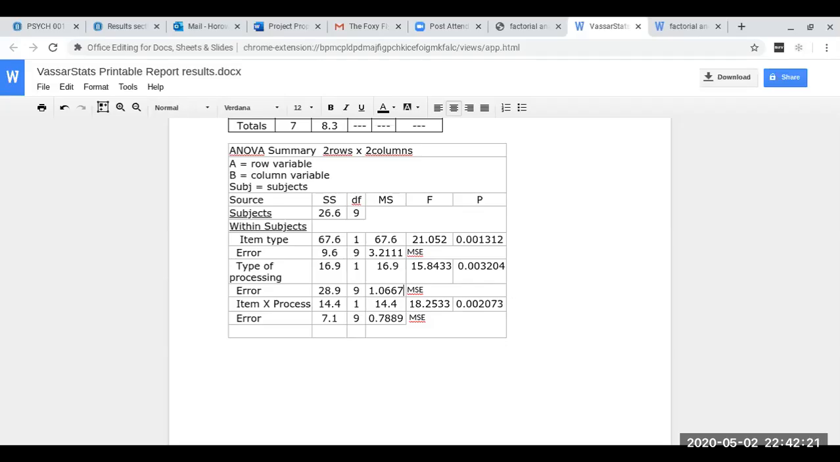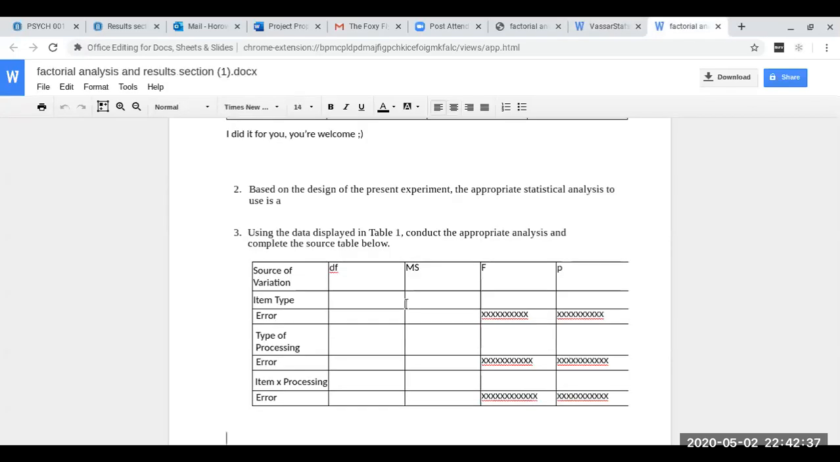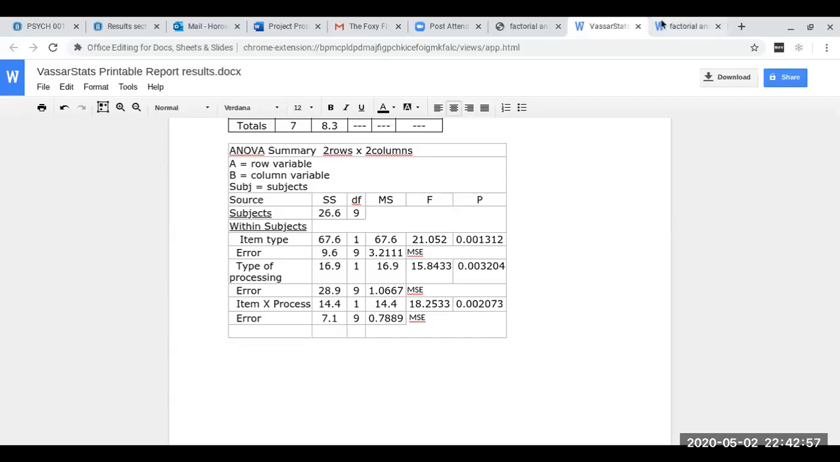So we seem to have a significant main effect of item type, a significant main effect of type of processing, and a significant interaction, which for doing an analysis like this is something that we want. All right, so if we were to go back, here we see degrees of freedom for item type, 1 and 9, your mean square, and your mean square error here. F value for item type; you wouldn't have an F or p value for the error, right?